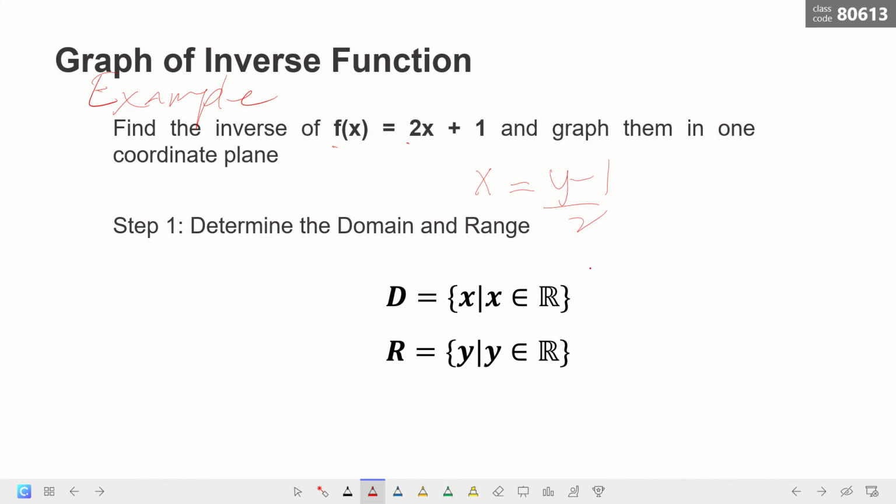So, therefore, the domain and range, since both are polynomial, ang domain and range are the element of real numbers. Wala naman tayong nilagay na restriction. So, the domain and range of the original function 2x plus 1 are all the elements of real numbers.